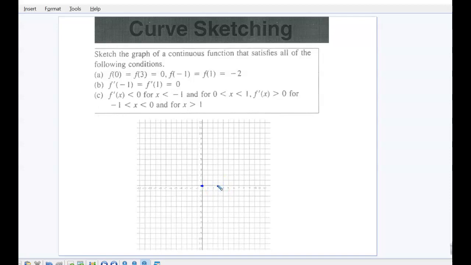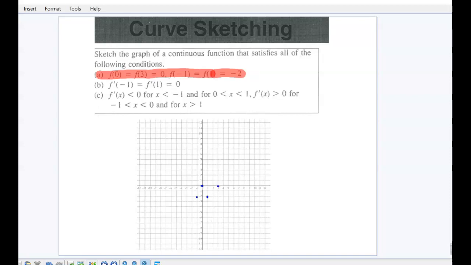And we're also told that f of -1 and f of 1 are both -2. So those are other points. Okay, so we finished off the first set of requirements. We're also told that the derivative at -1 and 1 are 0.